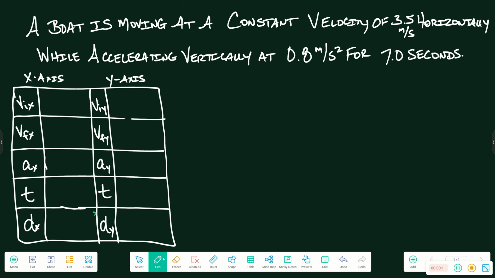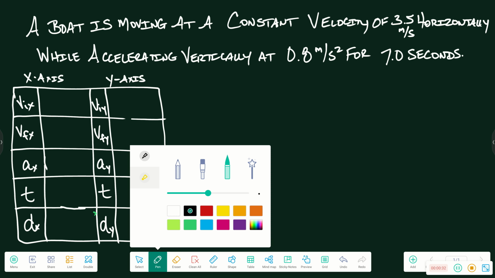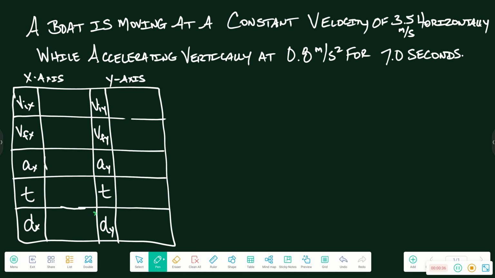So a boat's moving at a constant velocity of 3.5 meters per second, horizontally, while accelerating vertically at 0.8 meters per second squared for 7 seconds. All right, so as you can see, I already have drawn the XY axis chart. So let's start to look at the numbers that we have.